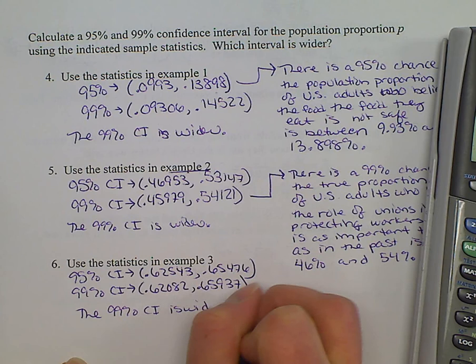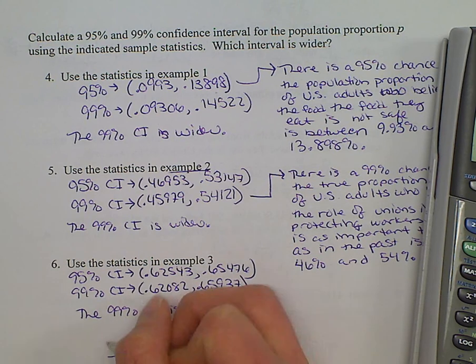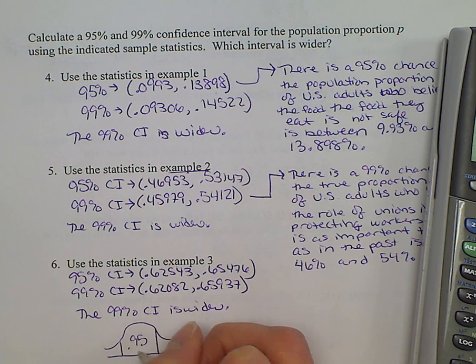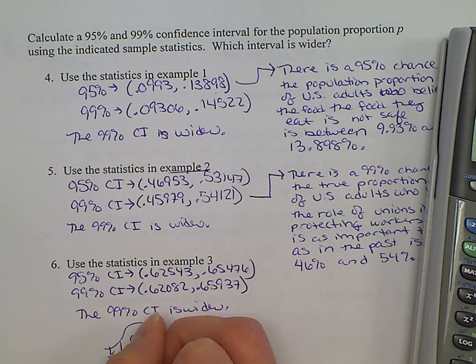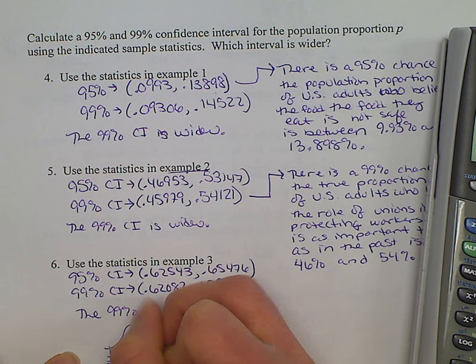And again, the 99% confidence interval will always be wider because we're talking about 95% in the middle and where P falls versus these P hats that we have. And 99% definitely has a wider portion underneath the curve.